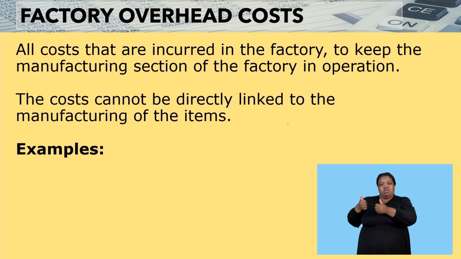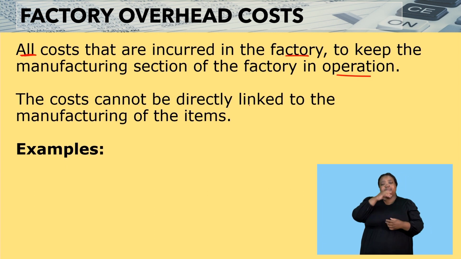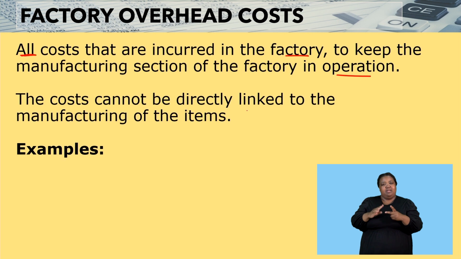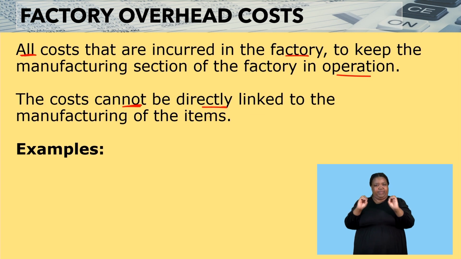What are these? These are all costs that are incurred in the factory to keep the manufacturing section of the factory in operation. The cost cannot be directly linked to the manufacturing of the items. So factory overhead cost will not include your direct labor or your direct materials, because direct labor and direct materials are directly linked. So in the factory overheads, we need all those items that are not directly linked to the manufacturing process. Here are some examples of these.